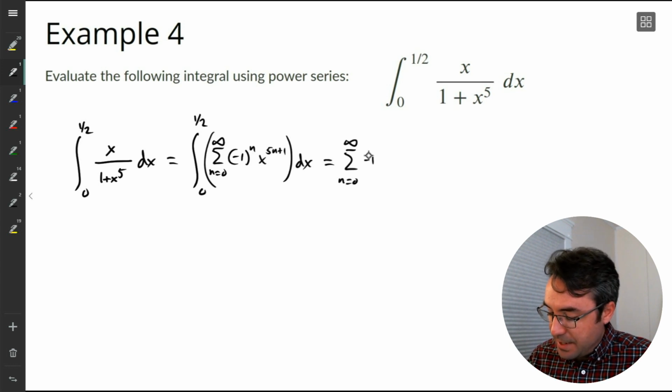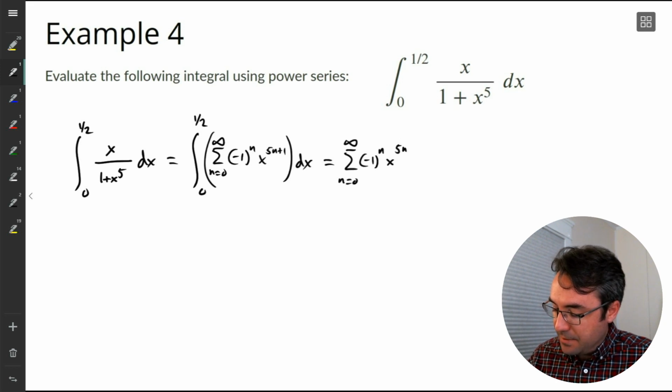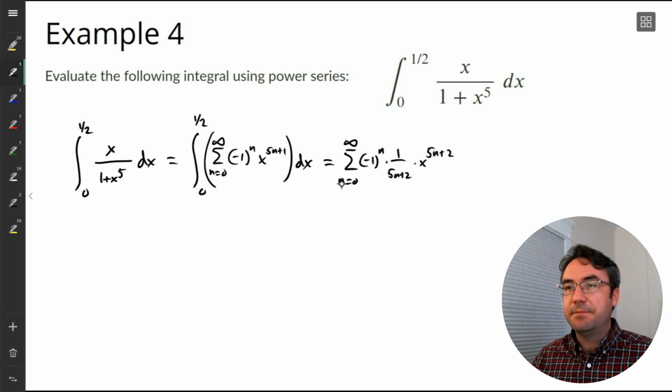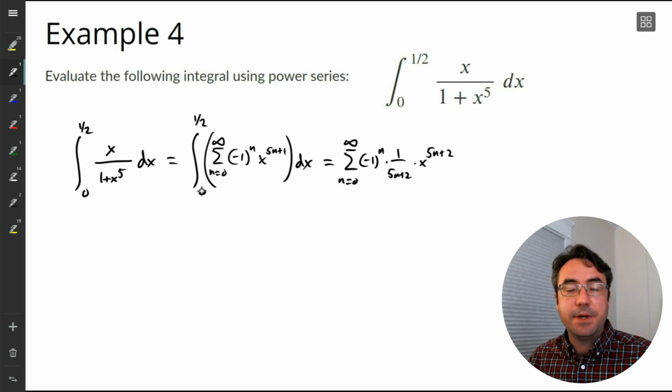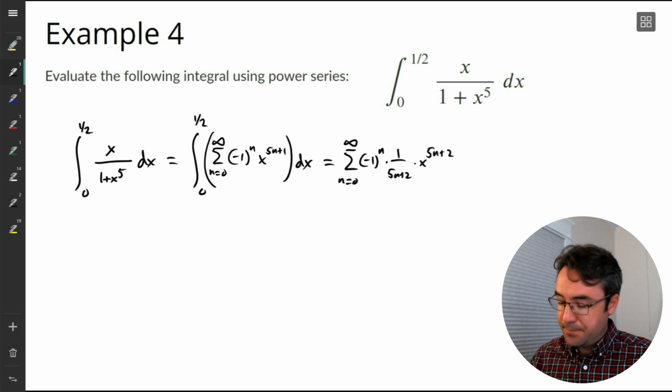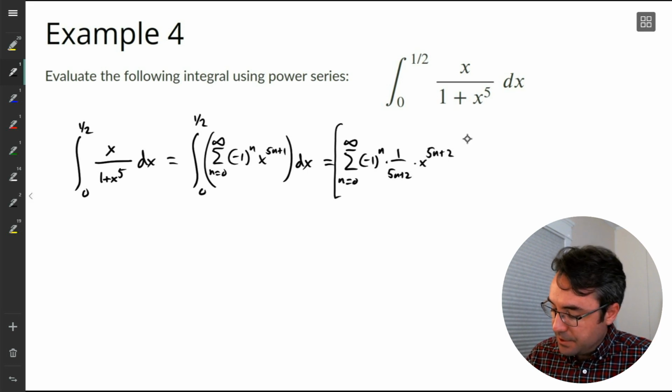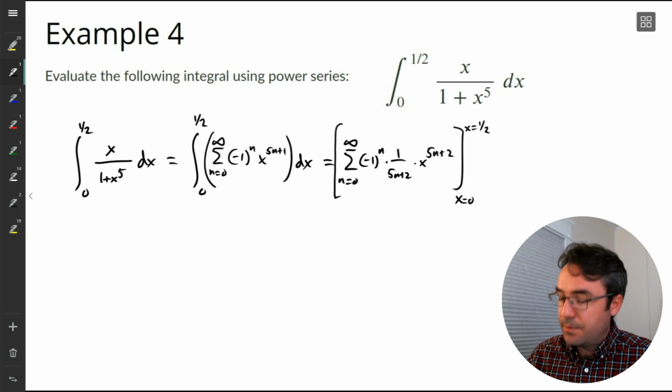So we found it to be -1 raised to the power n, x raised to the 5n times 1 over 5n plus 2 times x raised to the 5n plus 2. And I didn't include the plus c before because we're doing a definite integral. So we know normally with definite integrals we don't need to include the plus c. So here's our power series.